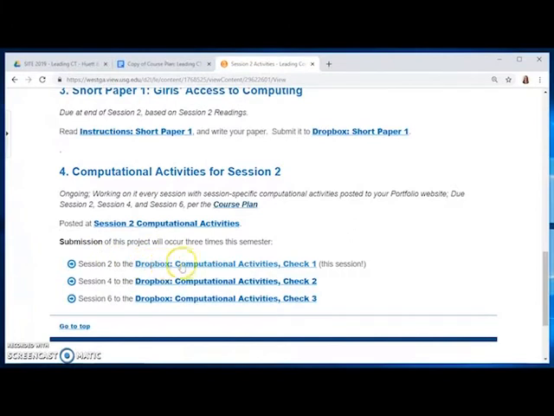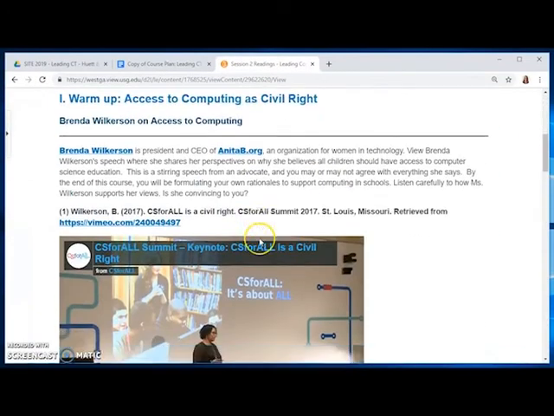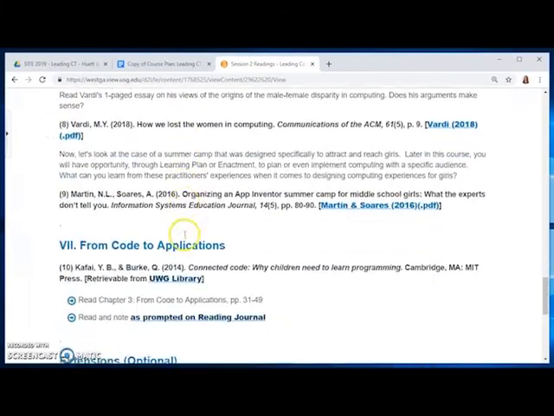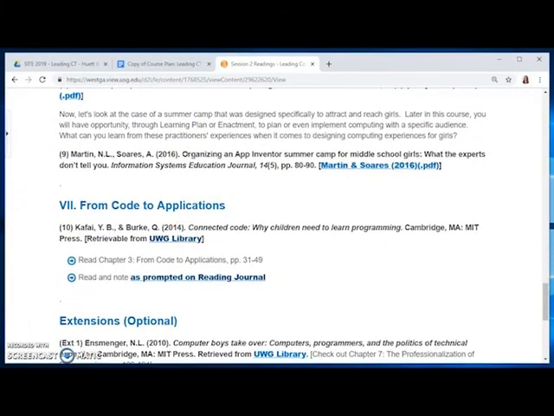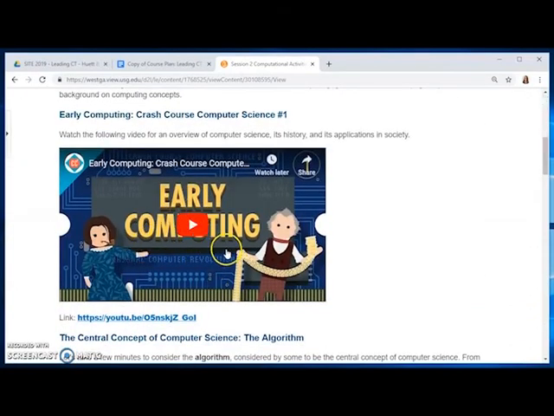During session 2, they submit their first batch, their 2-session batch of computational activities they've been working on that they post to their website. And they can go look at the session 2 computational activities page to see other activities. Like on readings, you see a number of readings. I like to start with the video, but lots of different reports and things, and they report on this in their reading journal. And computational activities allow them to learn about applications.